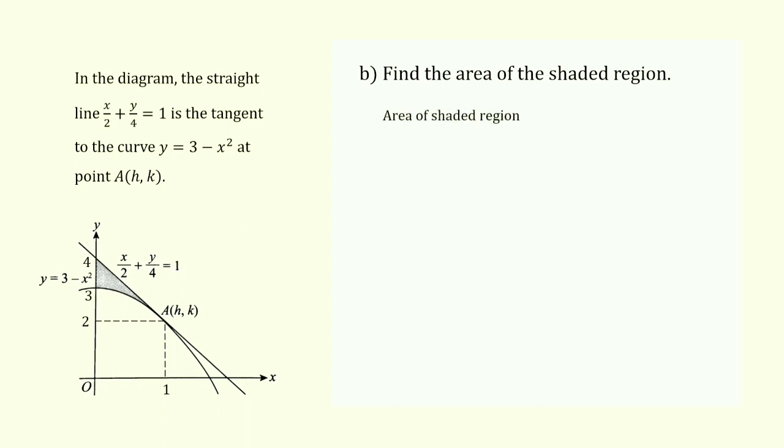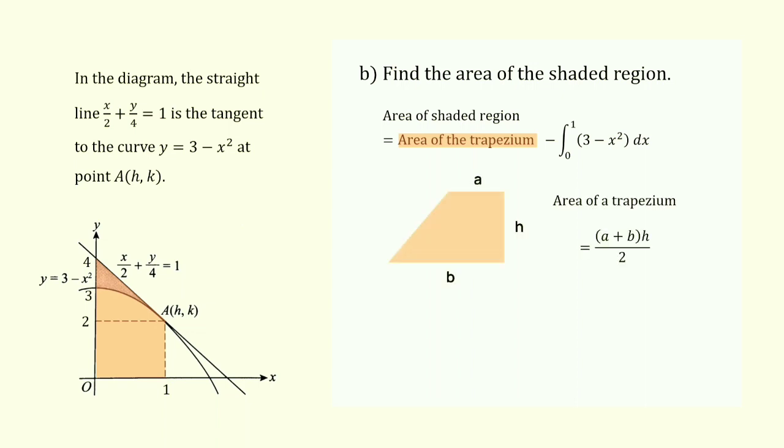We can do this by finding the area of this trapezium and subtracting it with this area under the curve, which is simply the integral from 0 to 1 of 3 minus x squared dx. First, we need to find the area of this trapezium. To find the area of a trapezium, we multiply the sum of its bases by its height and divide this value by 2. So in our case, the area of the trapezium is simply (4 plus 2) times 1 divided by 2, and the result is 3 units squared.